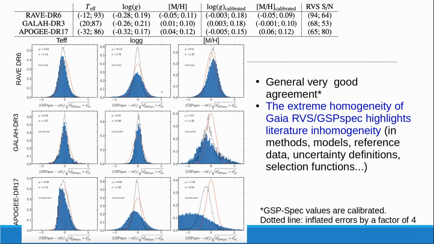But we observe some deviation, and this deviation is different among the different surveys considered. So our conclusion is that we find a good agreement, but also the discrepancies can be explained by the discrepancies among the literature, because we use different lines, different models, different selection functions.